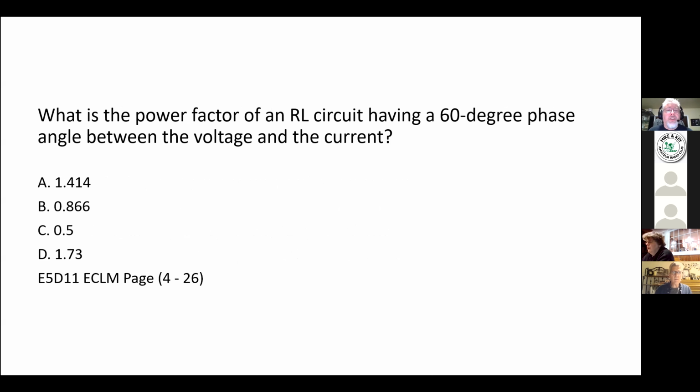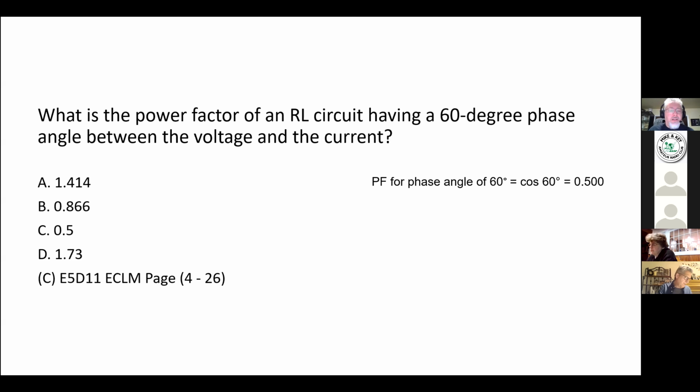What is the power factor of an RL circuit having a 60-degree phase angle between the voltage and the current? A, 1.414, B, 0.866, C, 0.5, or D, 1.73. Charlie is correct. The power factor for a phase angle of 60 degrees is the cosine of 60, which is equal to 0.5.